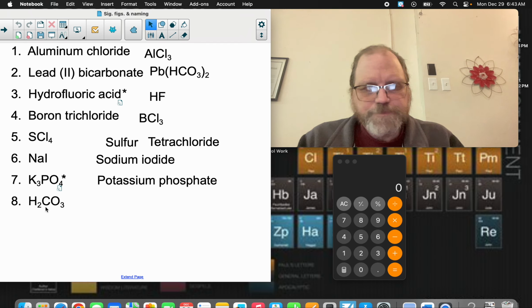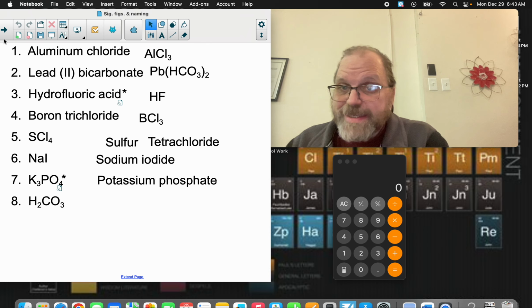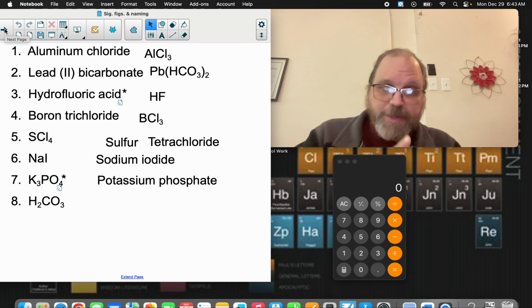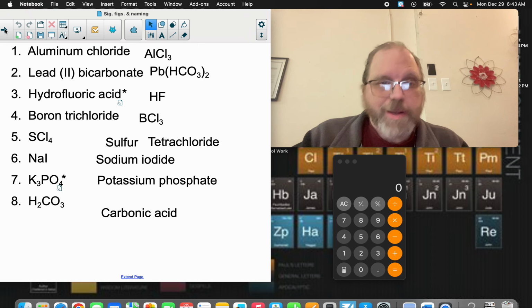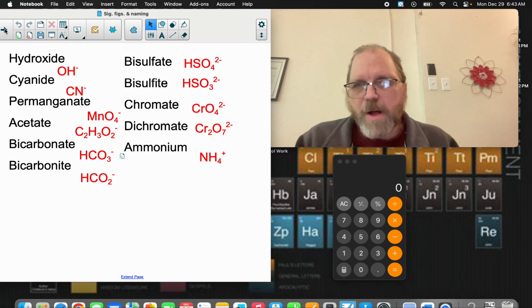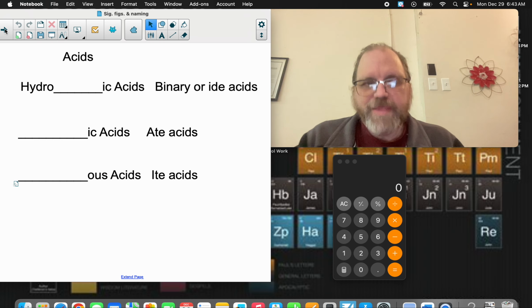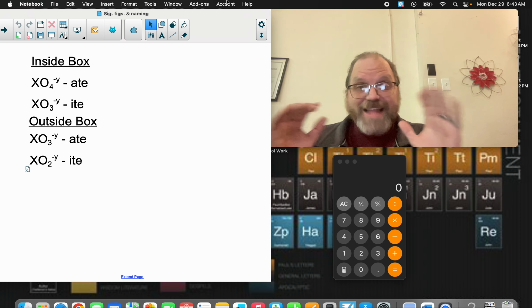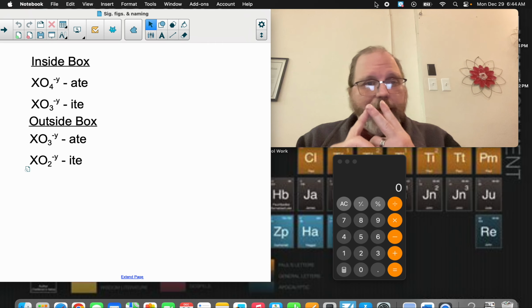And then this last one, going back to the acids, that's a carbon ate. Ate, we said in that explanation, is an ic acid. So this would be carbonic acid. All right, so there again are my polyatomics you're going to need. There are the acids, and that is the box rule. All right, that's the review for sig figs and for nomenclature.